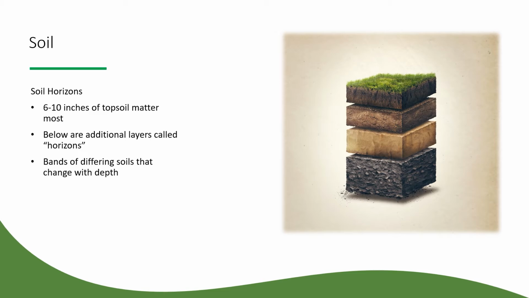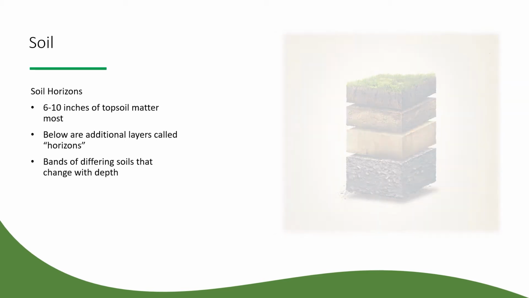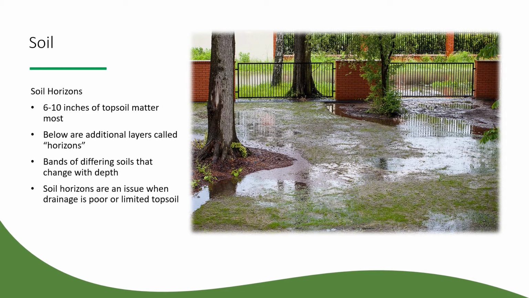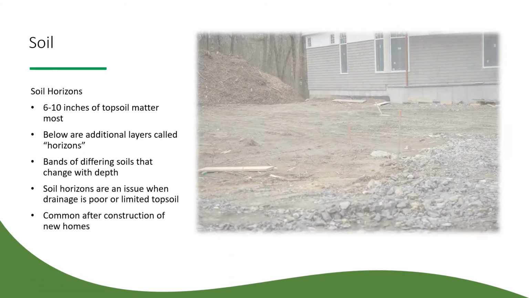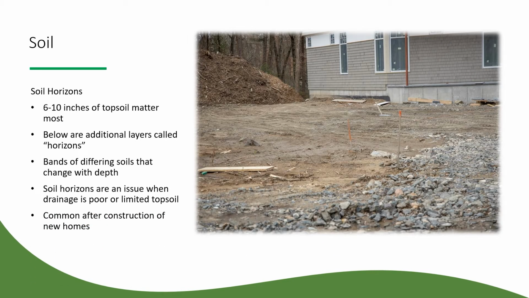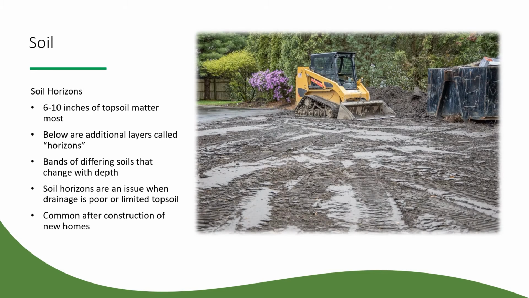These changes can be in color, darker shades indicating more organic material, hardness, and type. Soil horizons tend to be more fertile at the surface and less fertile the deeper they go. Generally, soil horizons are a concern only if you have a drainage problem or very limited topsoil. This is common around newly constructed homes where soil has been compacted by construction equipment and a thin layer of loam was spread over it after construction.